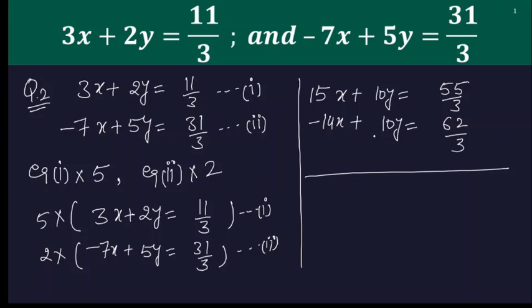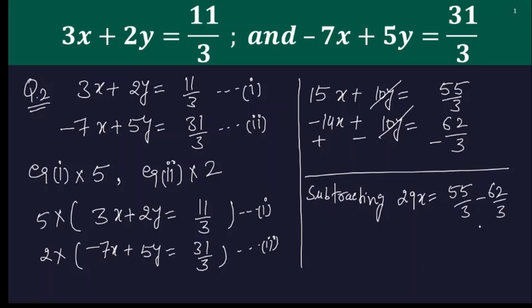Then again I am finding the same sign of the coefficients, both the coefficients are equal. So what will be the process? Subtracting. I'll show the adding process also, don't worry. So here this sign changes to positive, this sign changes to negative, and this is also negative. This 10y cancels this 10y, 15x plus 14x would be 29x, and 55 upon 3 minus 62 upon 3.